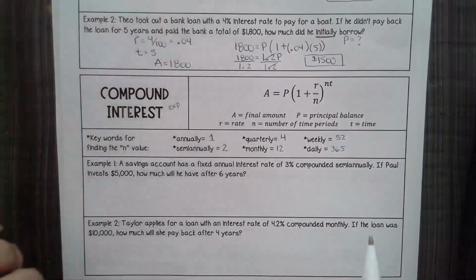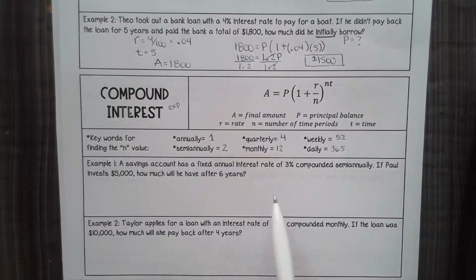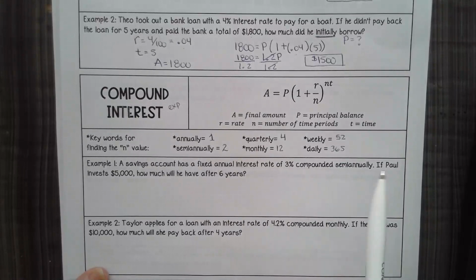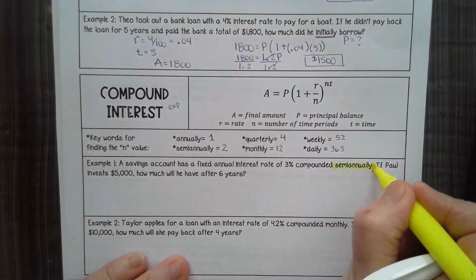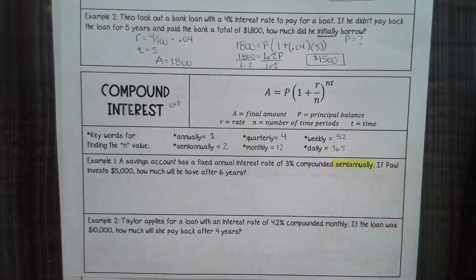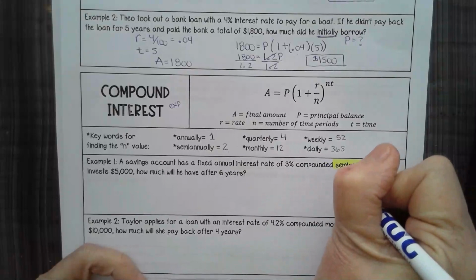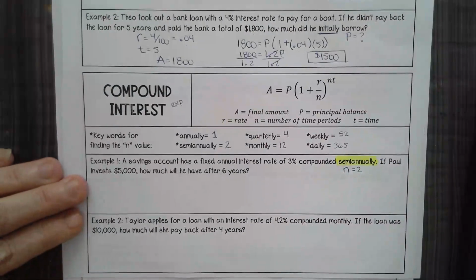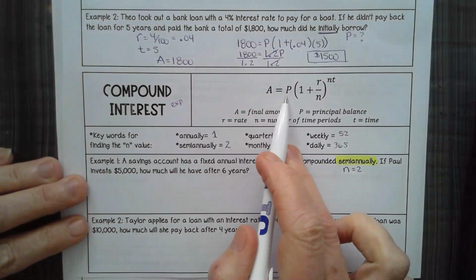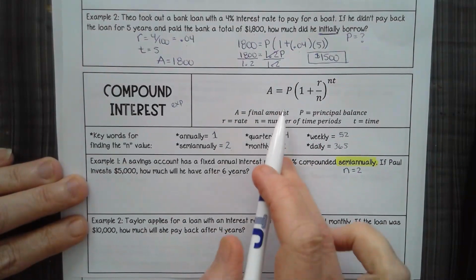Okay, we've got a savings account that has an interest rate of 3% compounded, and notice the keyword here is semi-annually. So if we look back, that's telling us right there that N equals 2. And he invests $5,000. That's your principal amount or your initial amount, and time is 6. So let's plug into this.